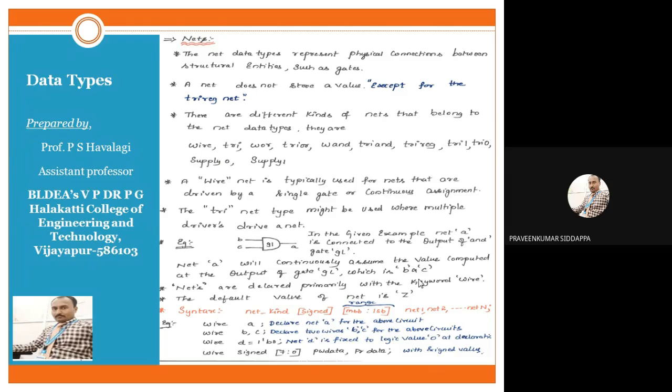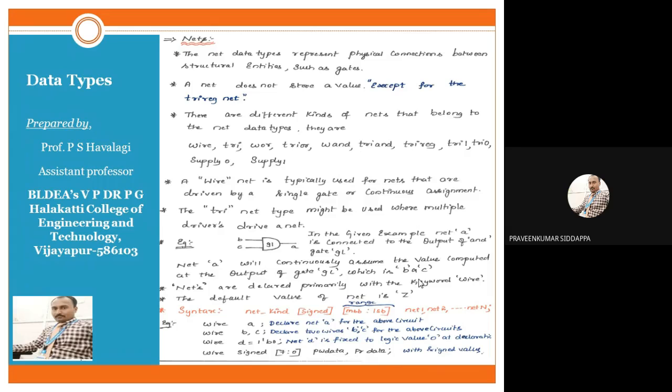A variable should be declared by using net data types. So we have written wire A there. If the keyword is wire, then that is a net declaration type. We declare net A for the above circuit; A acts like a wire. That is a net data type. Wire B, comma, C declares two wires, B and C, in the above circuit. B and C act like wires.